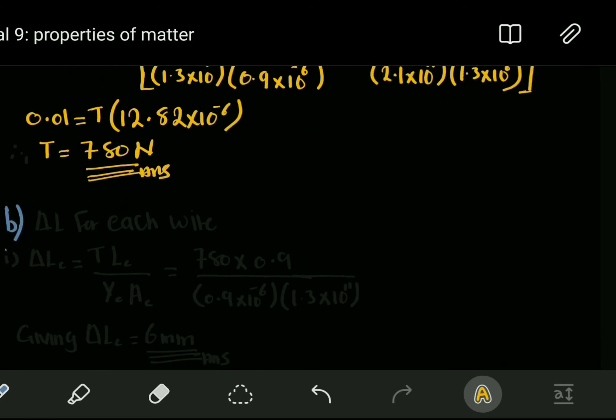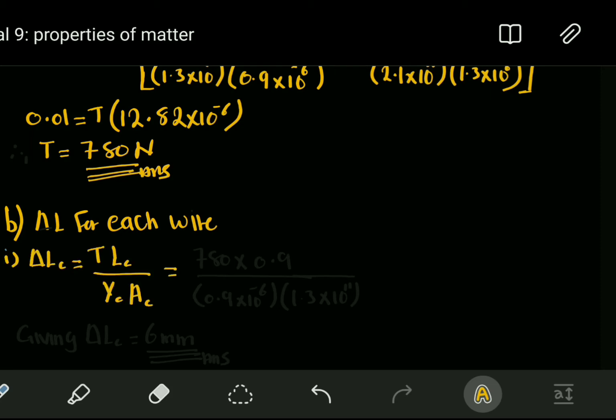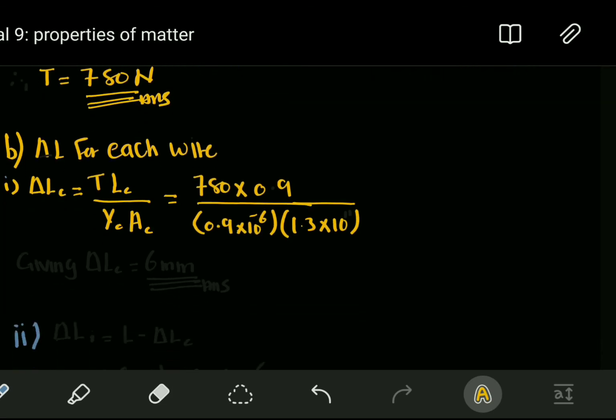We proceed now. We want to find the extension in each wire, the change in length for each wire. So let's look at the change in length of the copper wire. We have the change in length of the copper wire equals the tension times the length over the Young's modulus times the area of the copper wire. Substituting the values, we obtain the change in length of the copper wire as 6 millimeters. This means that the copper wire is only stretched 6 millimeters.